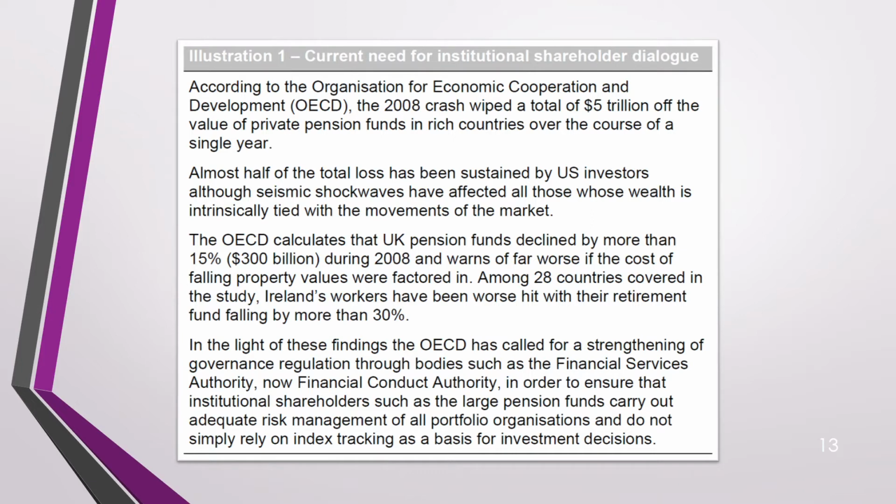And it became even worse. Why? In 2008, because at that time the value of property was taken into factor. They were also falling, right? So if you take that falling property value into consideration, it makes the situation even worse. Maybe it might be more than 15%. Who knows? This is just an estimate. They studied 28 countries in that study, and they found that Ireland's workers were affected the most. Why? Because their retirement fund was falling by more than 30%. You see, the worldwide pension fund was falling by 15%, but Ireland alone was falling by 30%.